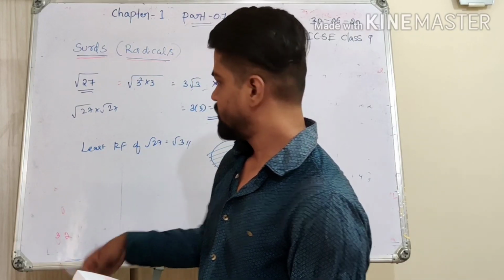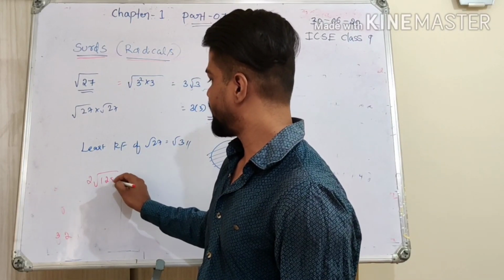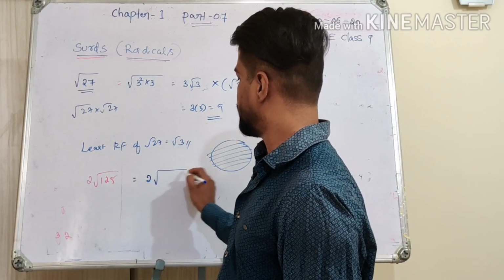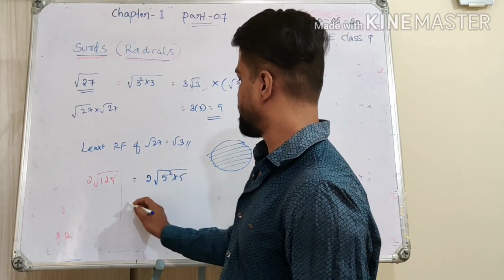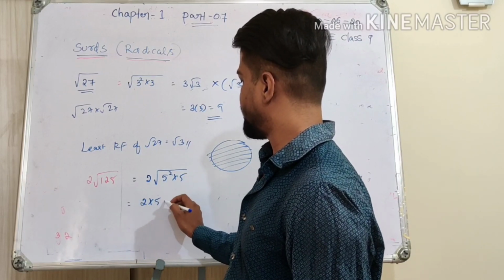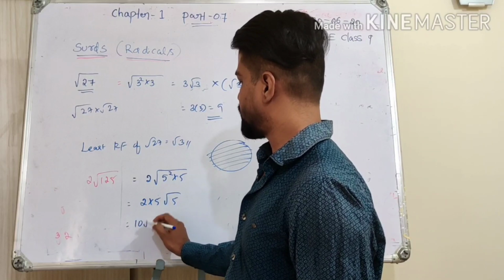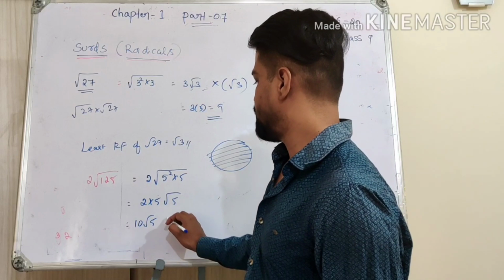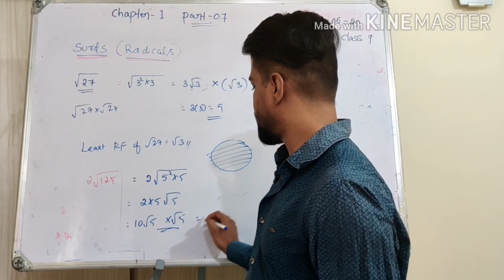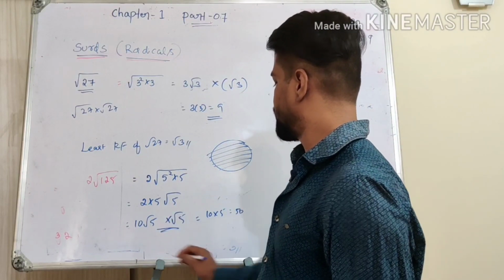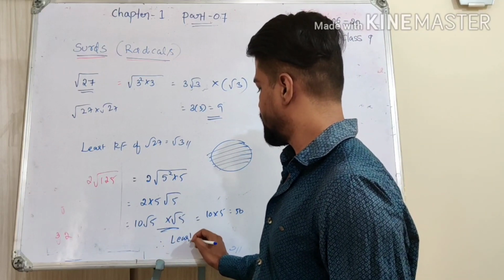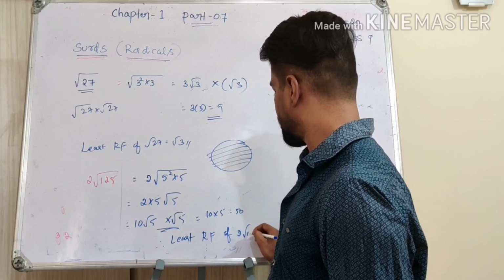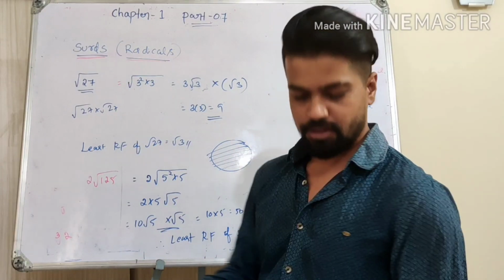Next question is 2 root 125. So 125 is actually 5 cube, right? So we can write it as 2 into root of 5 square into 5. So we can write 2 into 5 into root 5. This is 10 root 5. So what is the least number I should multiply to make it a rational number? By multiplying by root 5, it will become 10 into 5, 50. So therefore the least rationalization factor of 2 root 125 is root 5.